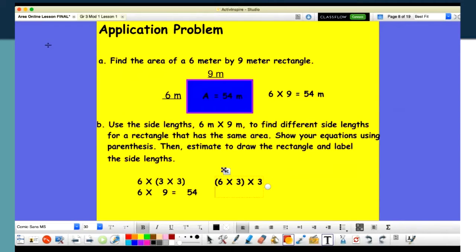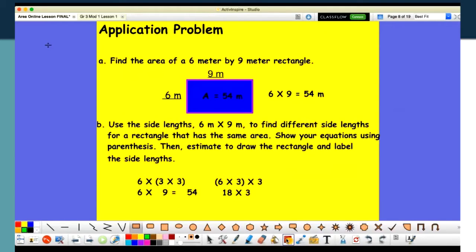That will actually change up our multiplication fact, because 6 times 3 is 18. And then we have our times 3 left. So this would actually be a rectangle that still should equal 54 inches. This should not change the measurement, but this actually changes the side lengths of the rectangle.